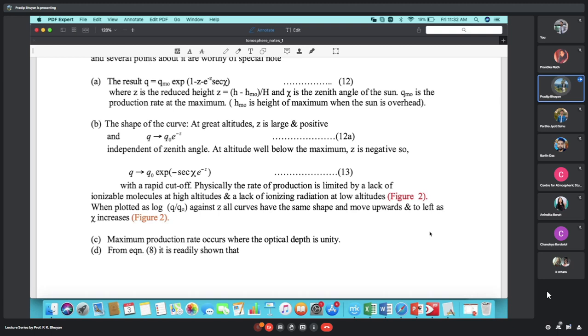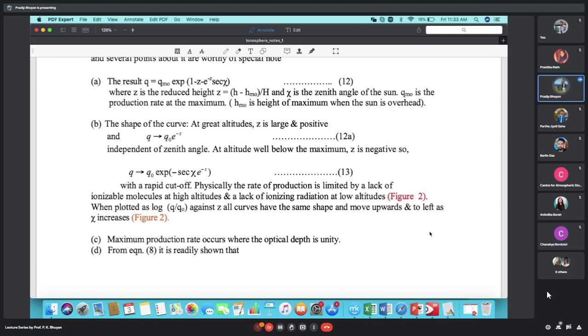If you give another value for chi instead of 0, then also the shape of the curves will remain more or less similar, but the value will always be less than qm naught, because as you have said, q by qm naught will be multiplied by 1 by secant chi. So it will be a fraction of the maximum.